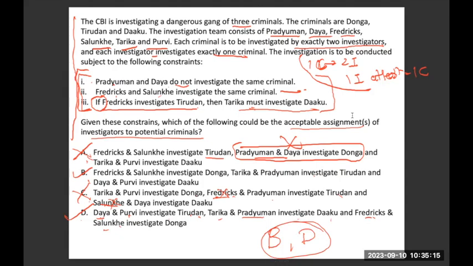Any doubts, any questions in this? Please understand, in this kind of question, you have to go option by option and check all the conditions. It will be much faster to find the answer that way. Okay, we'll move to the next one then.